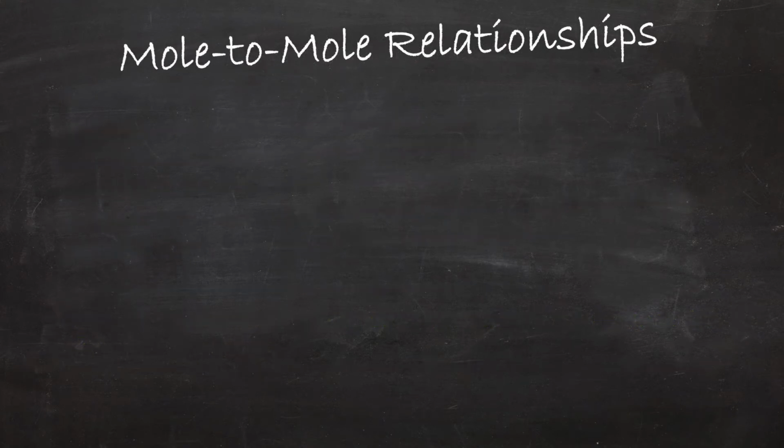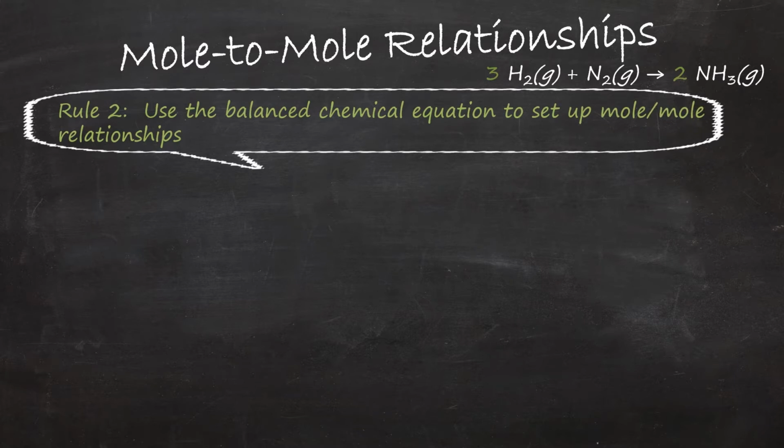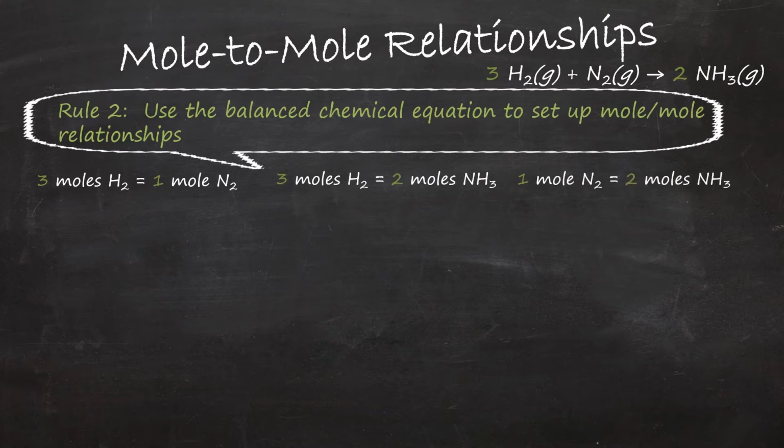Okay, we need a good reaction to work with to demonstrate the rest of our rules of stoichiometry. Let's use, once again, the synthesis-redox reaction of hydrogen and nitrogen gases combining to make ammonia gas. Rule 2. Our second rule involves using the balanced chemical equations to establish mole-mole relationships for use in problems. The stoichiometric coefficients in front of the molecules in this ammonia reaction set up mole-mole relationships between all the molecules.